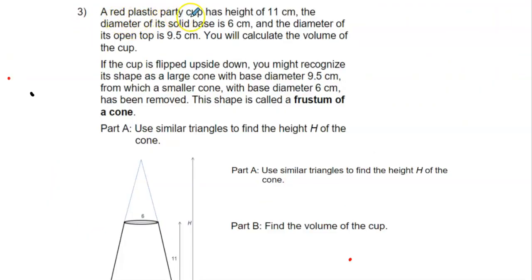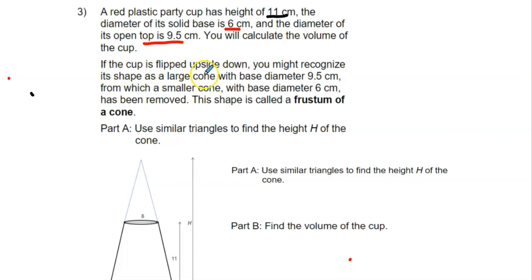A red plastic party cup has height 11 centimeters. The diameter of its solid base is 6 centimeters. The diameter of its open top is 9.5 centimeters. You will calculate the volume of the cup.